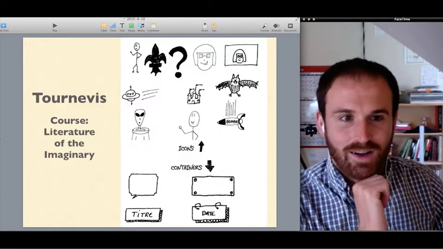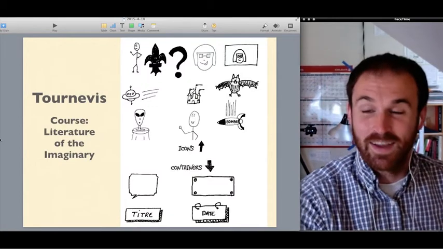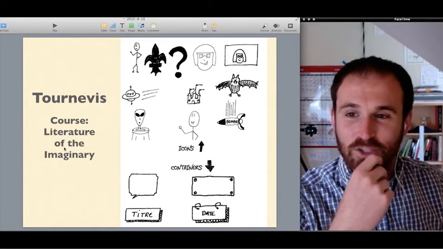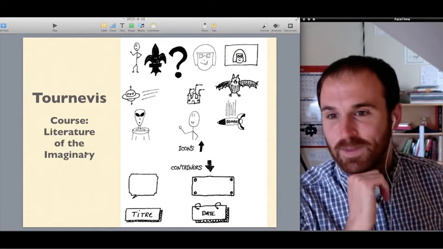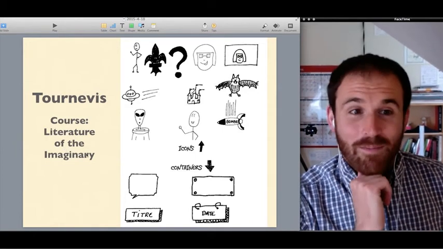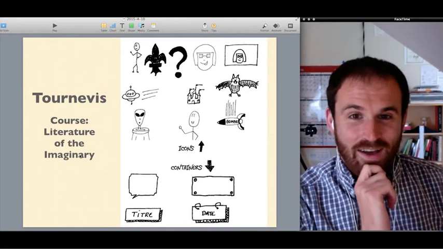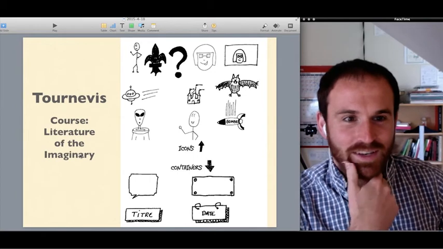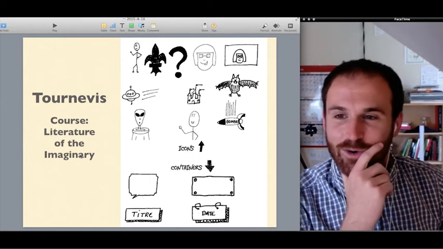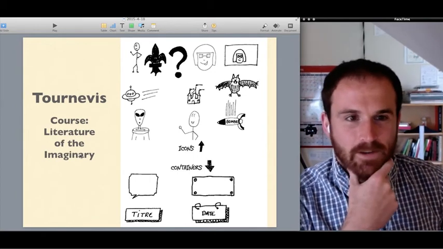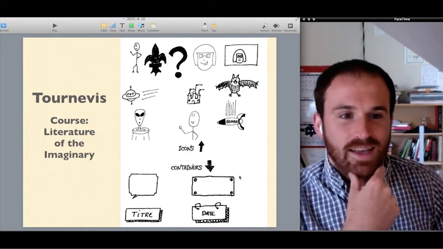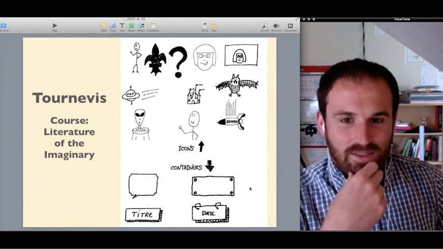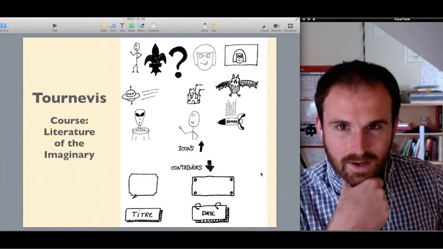Tournevis also shared a couple of other subject-specific icon sets related to her work as an instructor of a course on the literature of the imaginary. So a fiction course, yeah, a reading fiction course, I believe. And she found that there were these icons that she used consistently throughout that course, ones that came up time and time again.